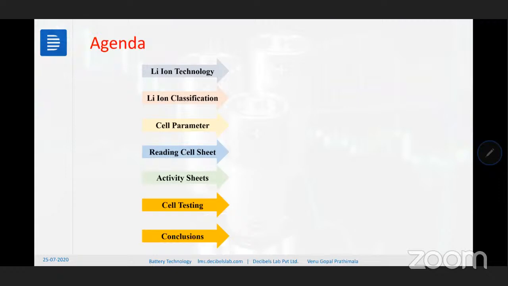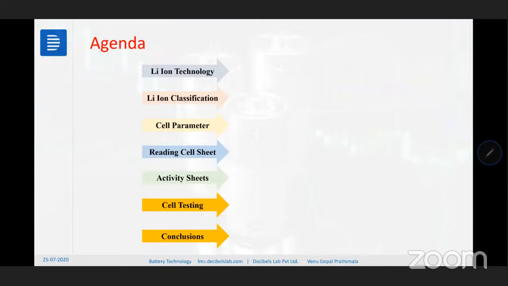After discussing each and every chemistry in depth, the pros and cons of each lithium ion cell technology, we'll move on to cell parameters, such as what exactly the cell capacity is, what energy density is, and how to calculate those things. Each and every definition of each term that we have discussed up to now, we'll discuss. And then we have some activity sheets on battery pack calculations, like how many cells are connected in series and how many in parallel, what the battery pack mass is, and what the battery pack volume is, and all this stuff. So we'll be doing those kinds of calculations.